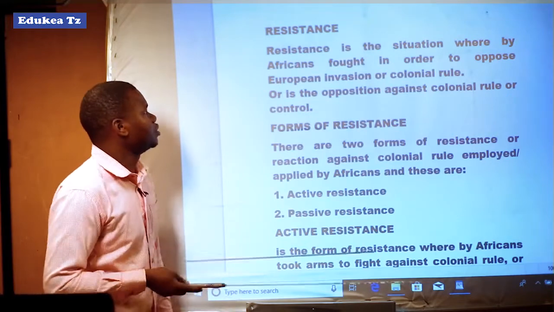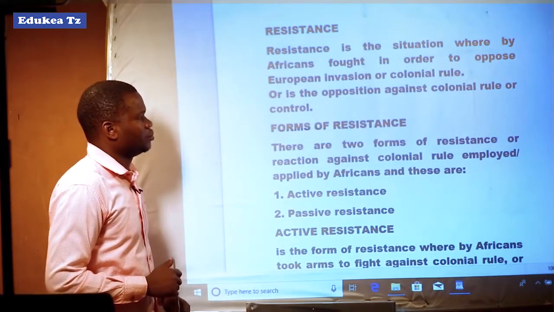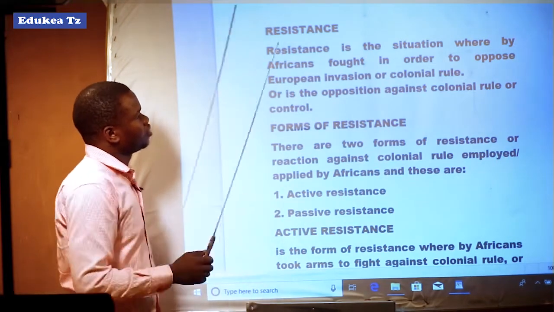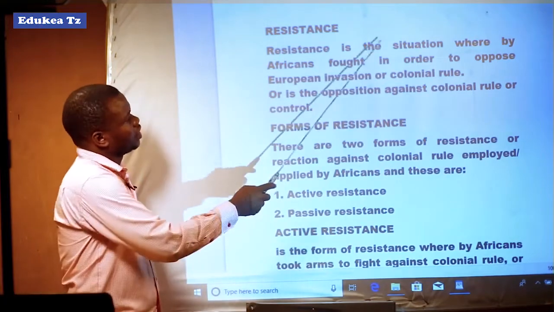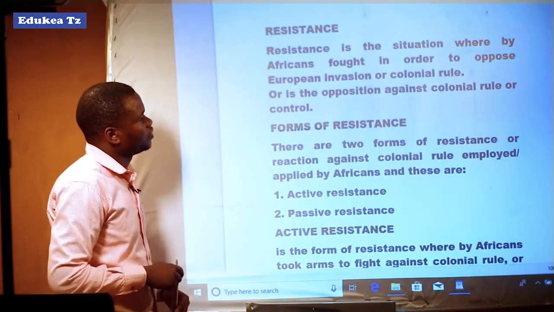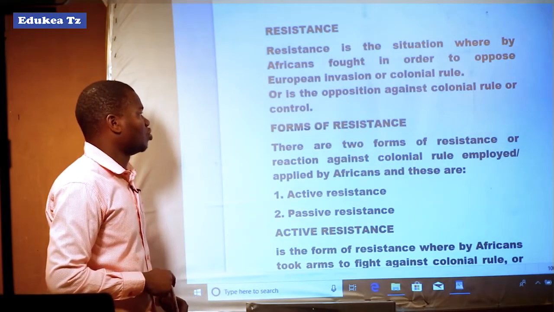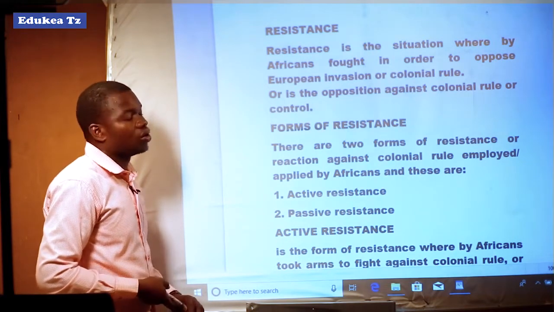So let us proceed with the resistances. African resistances against the imposition of colonial rule. But here we have the term resistance. So what is meant by the term resistance? Resistance is the situation whereby Africans fought in order to oppose European invasion or colonial rule, or the opposition against colonial rule or control.